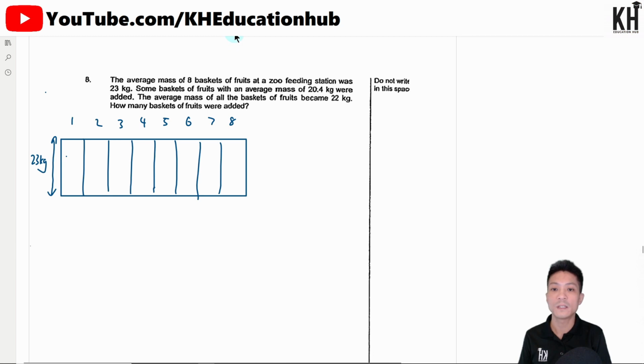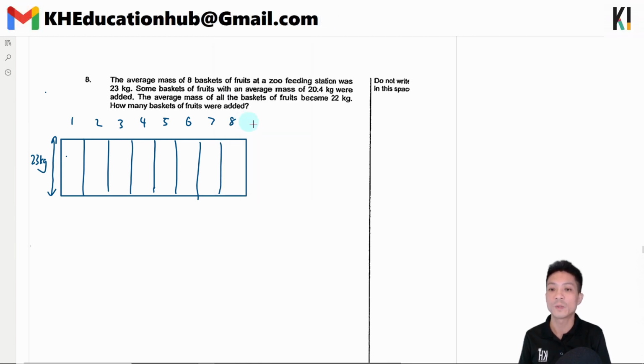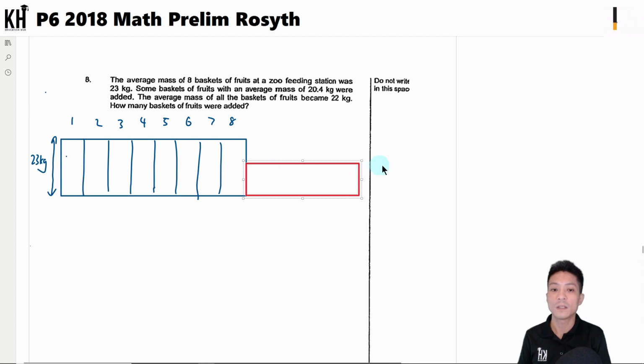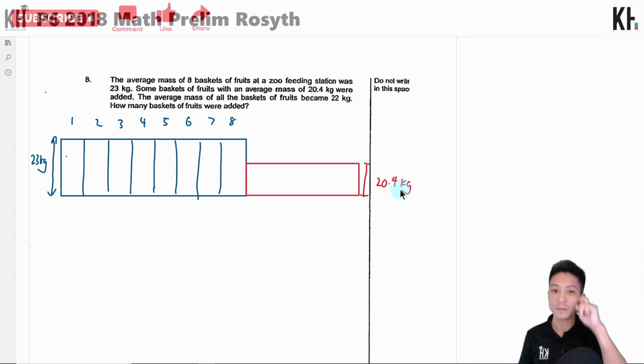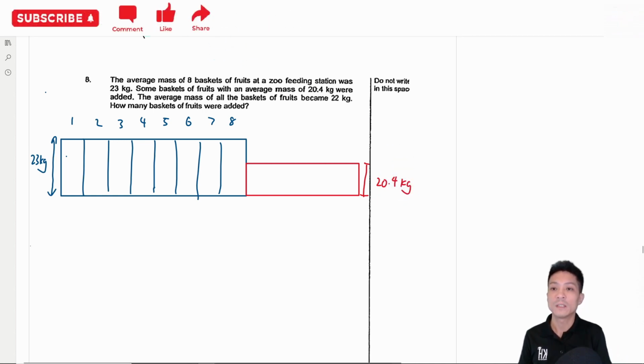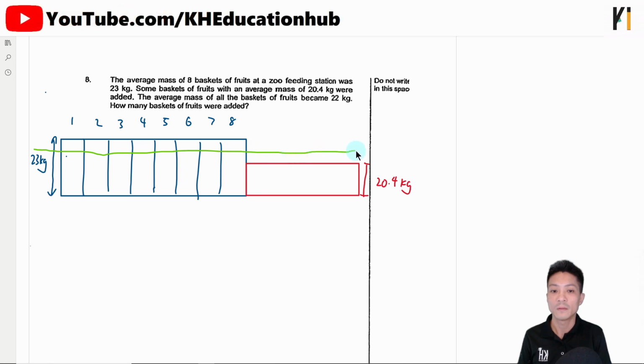Okay, after that, some baskets of fruits were added with an average of 20 point something, so I'm going to draw a smaller square here. The average, that means from here to here is 20.4 kg. Then after that, the new average will be somewhere here. The new average will be 22 kg.